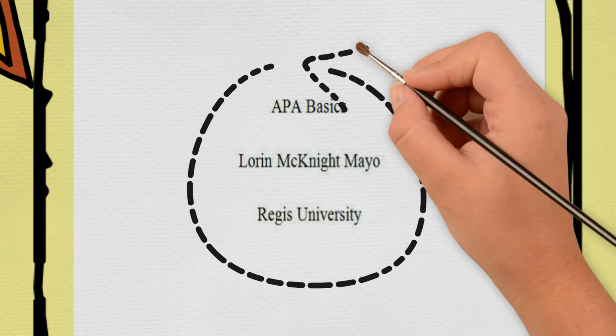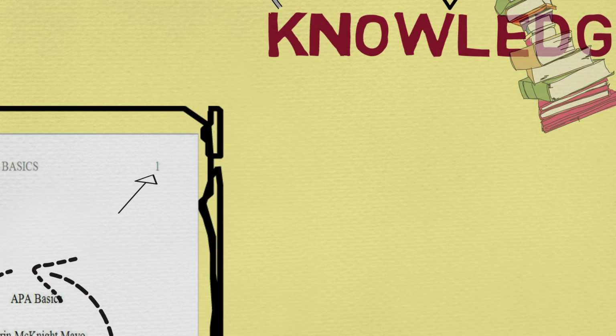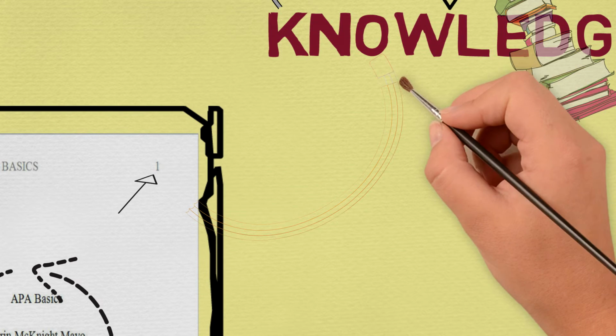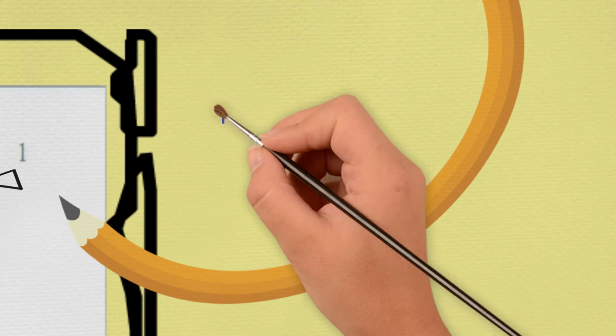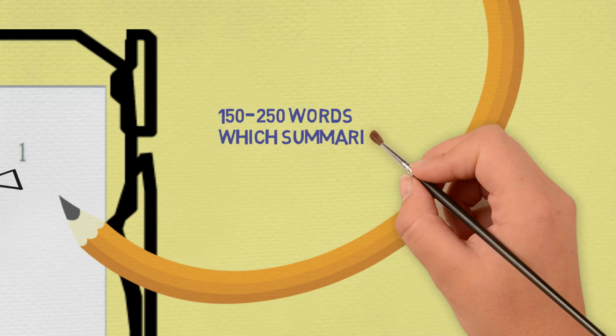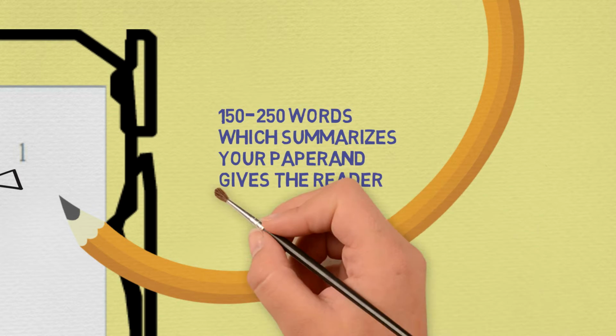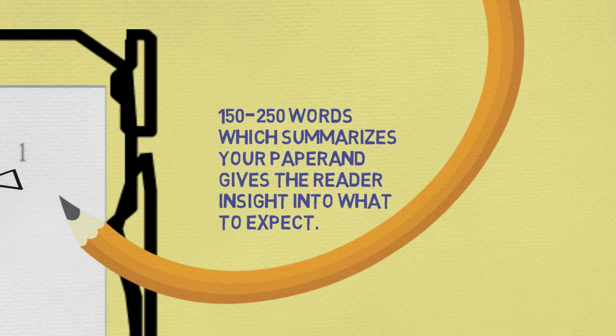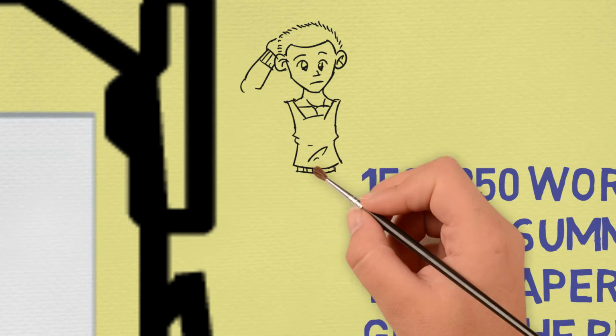The second page of your document is the abstract. An abstract is a 150 to 250 word summary of your document. Researchers use the abstract to save time and determine whether or not your paper fits their needs before bothering to read the entire document.